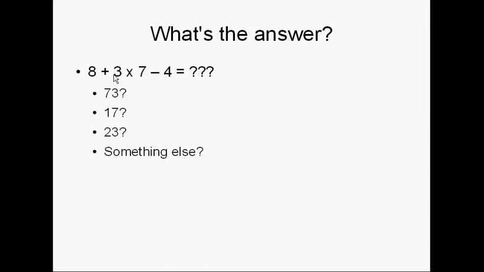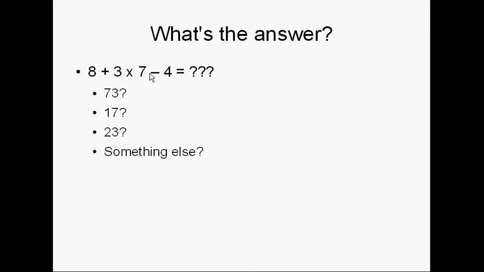If we do 8 plus 3 first, we get 11. And 11 times 7 is 77. 77 minus 4 is 73. What if you did 7 times 7 minus 4 first? You get 3. And 3 times 3 is 9. And 8 plus 9 is 17.